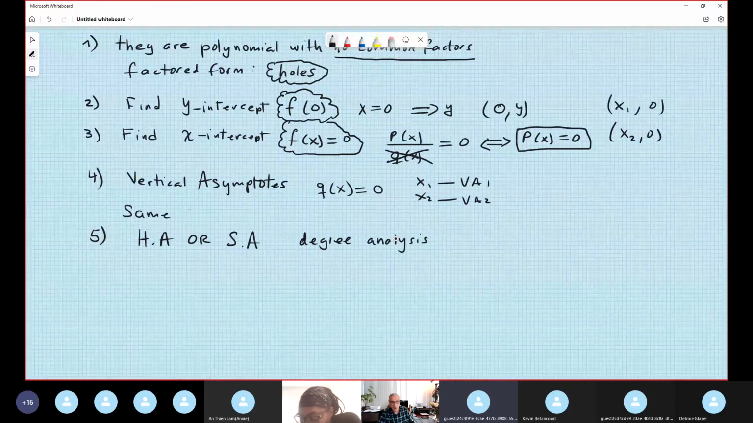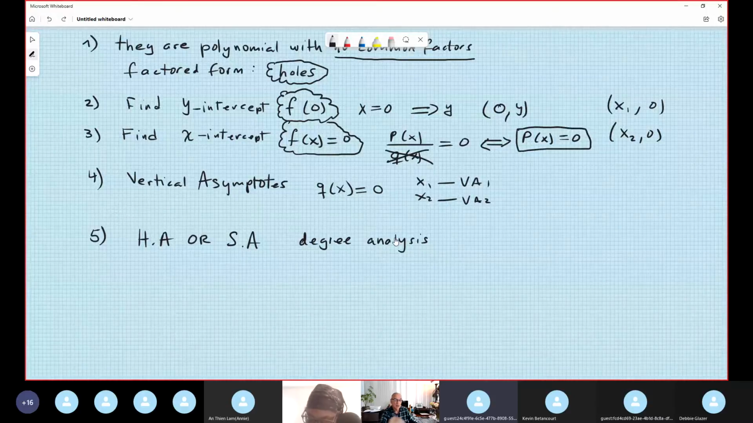Horizontal is when the degree of the denominator is bigger than or the same as the numerator. And slant is only when the degree of the numerator is greater by 1 than the degree of the denominator. And remember, they are mutually exclusive. When we have horizontal, we have no slant, and when we have slant, we have no horizontal. So we have only one possibility, not two. It's impossible to be both.